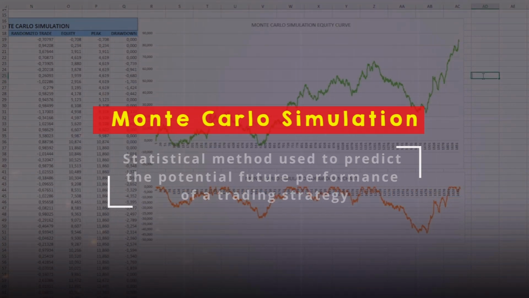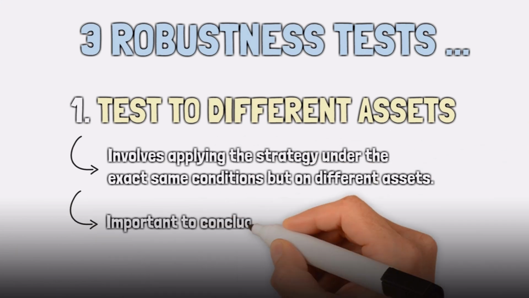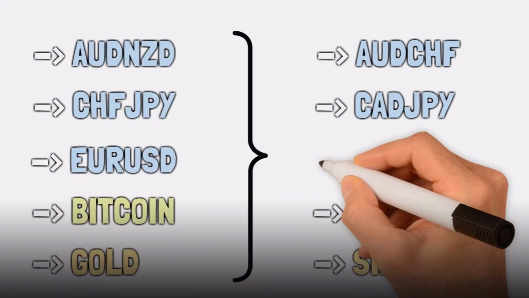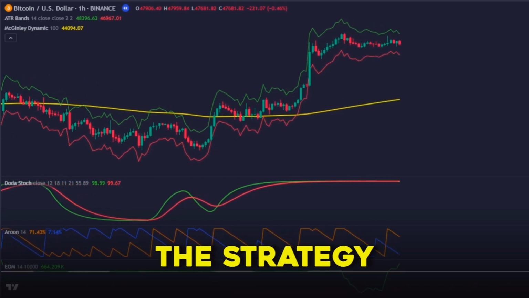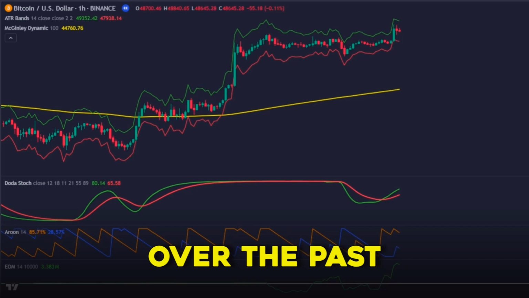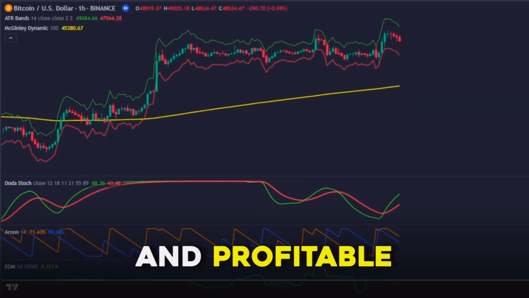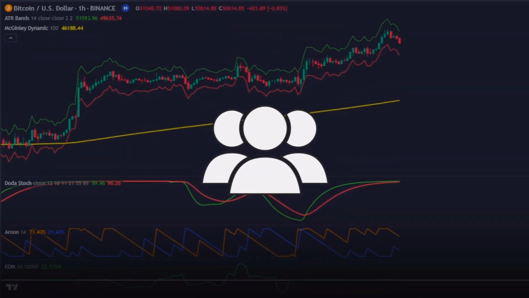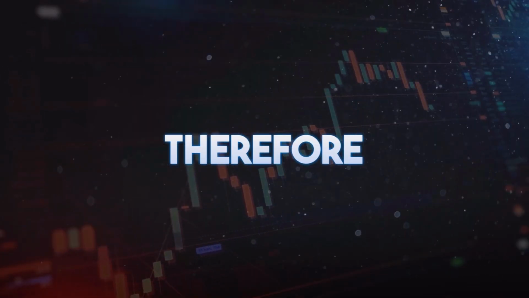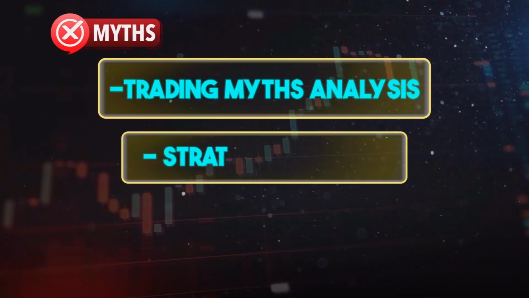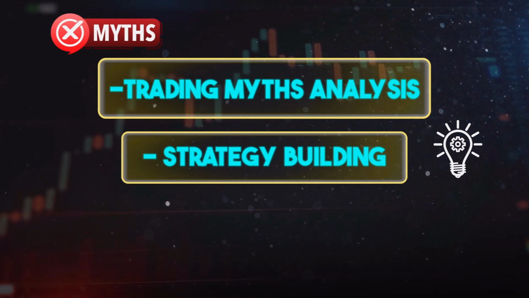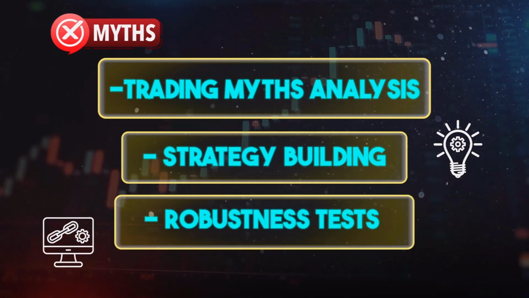And with that, we conclude this episode, where not only I have explained to you how to apply important robustness tests, but also confirmed that the strategy we developed over the past 5 weeks is consistent and profitable, suitable for anyone to implement. Therefore, we have reached the end of our 5-week trading bootcamp, where we have analyzed trading myths, built a robust trading strategy, and tested it under several conditions.